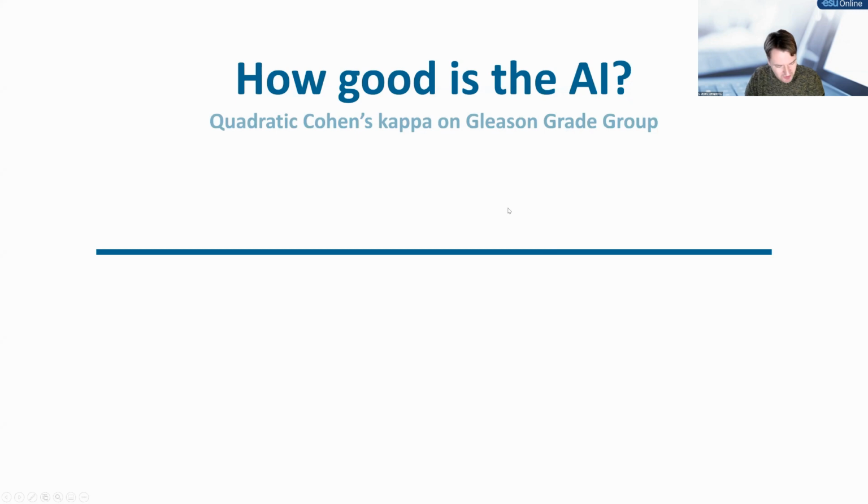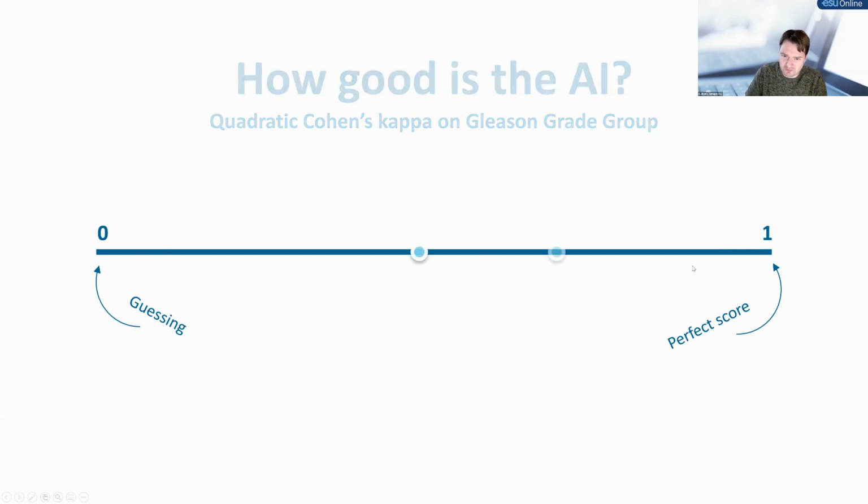So what did we do in the next step? We compared the AI and the 14 pathologists that wanted to participate against this reference standard. And we first used quadratic Cohen's kappa. The quadratic Cohen's kappa is an agreement measure where if you score a 0, then you are guessing, so you essentially have chance agreement with the reference standard. And if you score a 1, then you have perfect agreement with the reference standard. And ideally, you want to be as close to 1 as possible, of course.